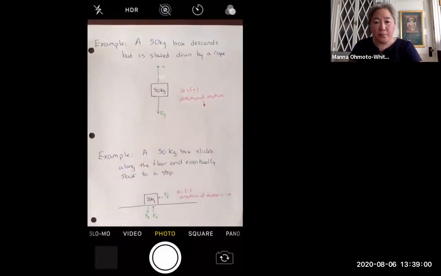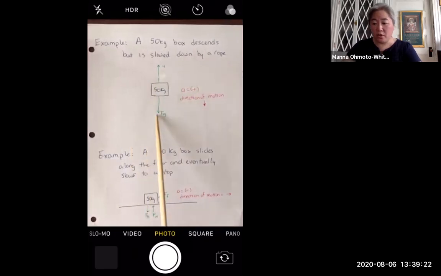Here's the next example. A 50 kilogram box, same box, descends but is slowed down by a rope. So remember that if I'm descending, I'm going backwards, but I'm slowing down, which means that my v versus t graph is in the fourth quadrant and moving toward the x-axis, which means that I have a positive acceleration. So my upward force has to be larger than my downward force. It's not as clear on here, I apologize. My direction of motion is this way, but my acceleration vector is going to be positive. So here I'm showing that I'm slowing down my 50 kilogram box. My T is larger than my Fg.